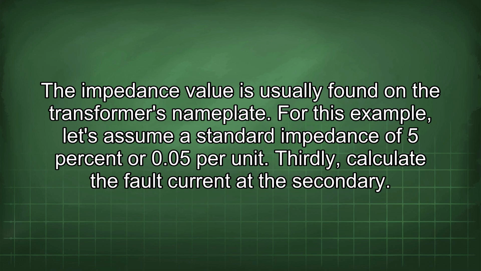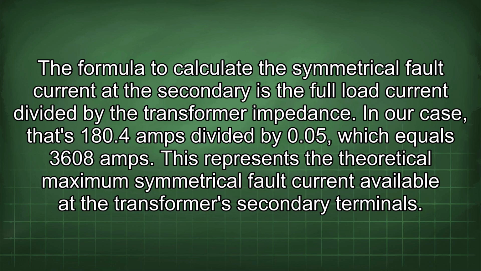Thirdly, calculate the fault current at the secondary. The formula to calculate the symmetrical fault current at the secondary is the full load current divided by the transformer impedance. In our case, that's 180.4 amps divided by 0.05, which equals 3608 amps. This represents the theoretical maximum symmetrical fault current available at the transformer secondary terminals.